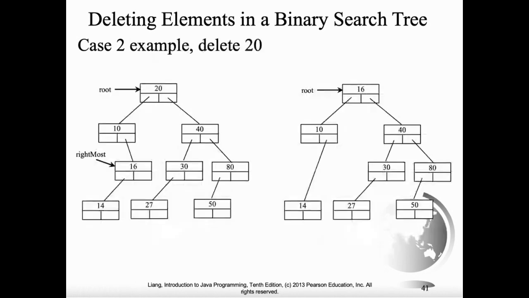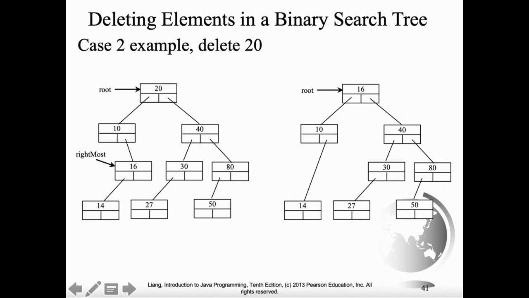Let's look at some of the examples. Here we're trying to remove 16. So we go to the 20 and compare 20 with 16. 16 is less than 20, so I go here. And then we compare 16 with 10. 16 is bigger than 10, so we go to the right. And now I find the element that I'm trying to remove.